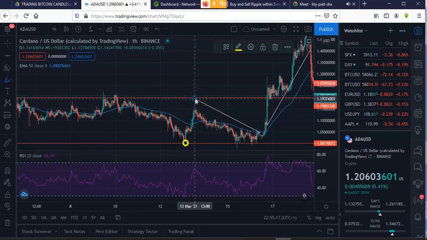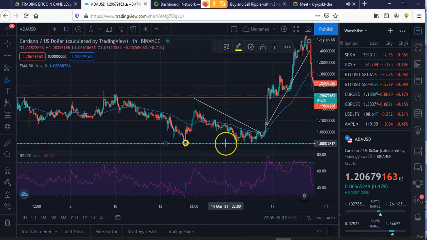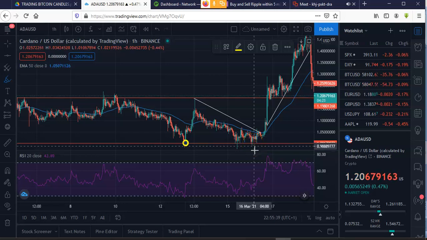All right, and we can now say that if the price of the coin crosses this area of resistance, that means it's going to go up. Just as we said that if the price of the coin touches the area of support, it is going to go lower, not just touching, if it breaks the area of support.